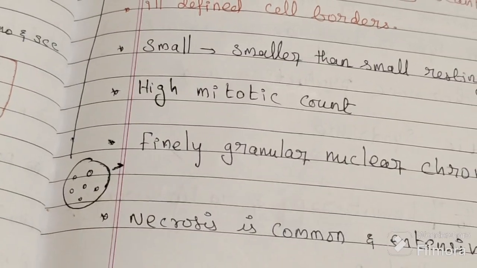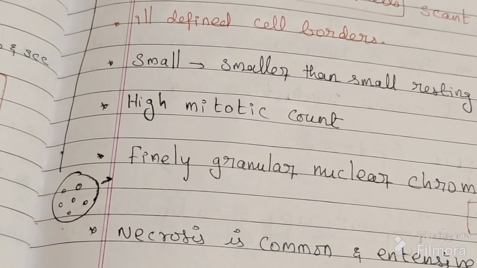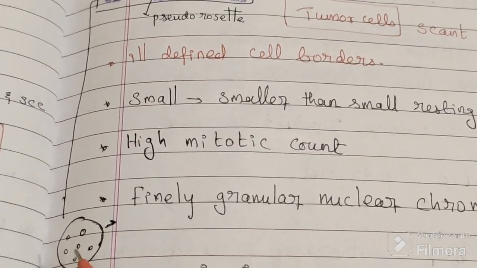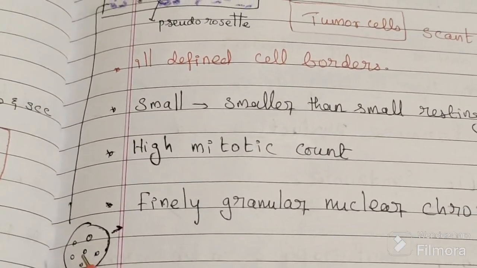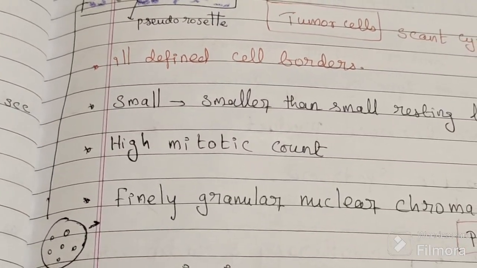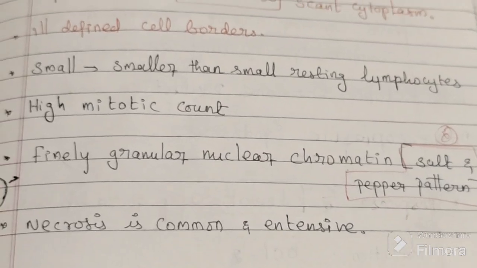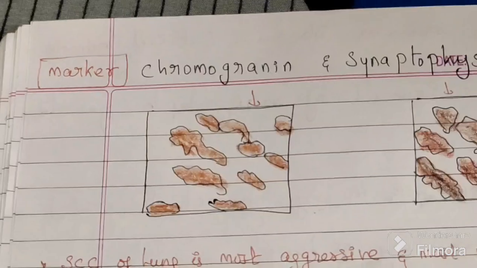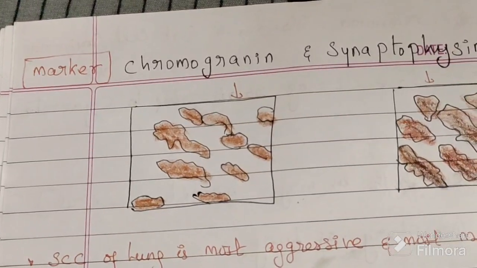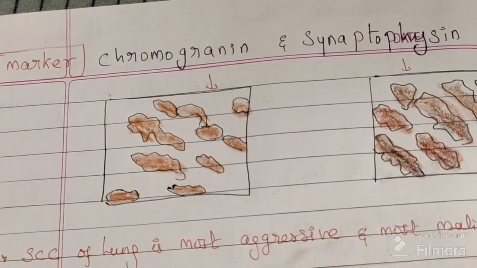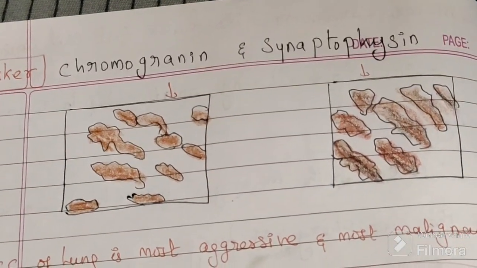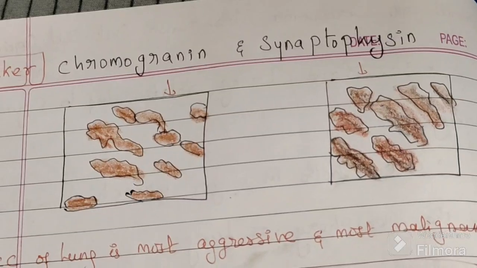Small, okay. Salt and pepper, how does it look? White, black. Inside that nucleus there is a salt and pepper, white and black look. So a salt and pepper arrangement. What is the marker? The markers are chromogranin and synaptophysin. Chromogranin and synaptophysin are the markers.